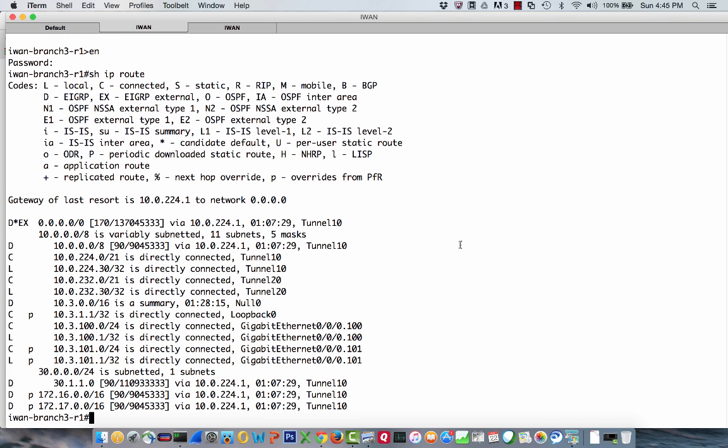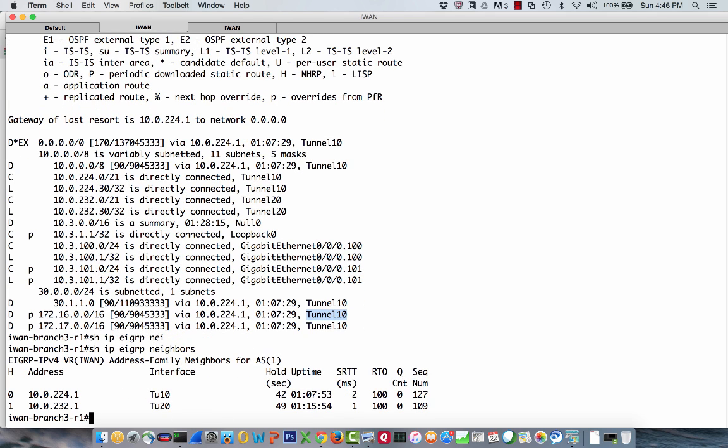And right down here we will see that we have one EIGRP entry for the hub subnet 172.16.0.0/16 in our RIB. We do not have the other entry over tunnel 10. However, if you will notice, show IP EIGRP neighbors, we do have two neighbors. We have an EIGRP neighbor from us, branch 3, up to the MPLS DMVPN hub 10.0.224.1.